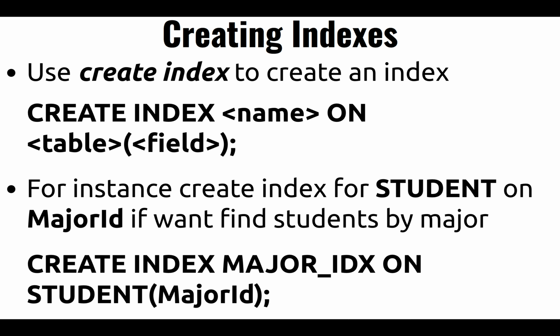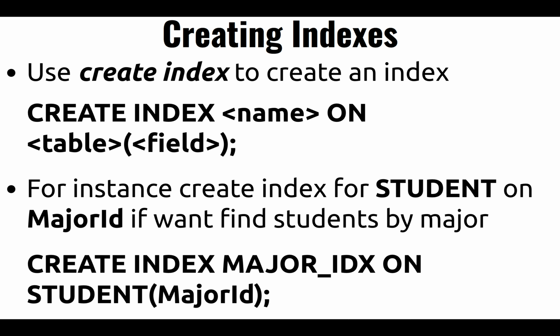The way we do that is using the create index operation, where we say create index, we give it a name, and then the table and the field that we want to create it on. So for instance, this would be create index phone number on the contact table, and the field is phone.